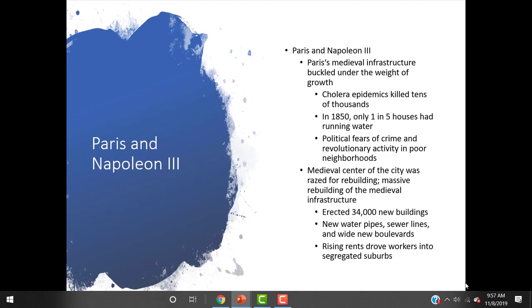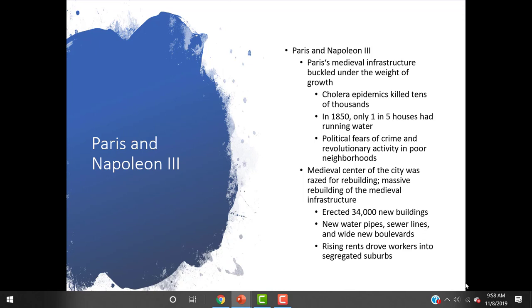Well, Napoleon III's medieval infrastructure began to buckle under its own weight. You know, if it's got too much at the top, you're going to be top-heavy. And then there were cholera epidemics which killed tens of thousands, especially in the cities. By 1850, in Paris, only 1 in 5 houses actually had running water, which meant no sewage either. The political fears of crime and revolutionary activity in the poor neighborhoods were rampant. I mean, when you haven't got nothing, you've got nothing to lose.